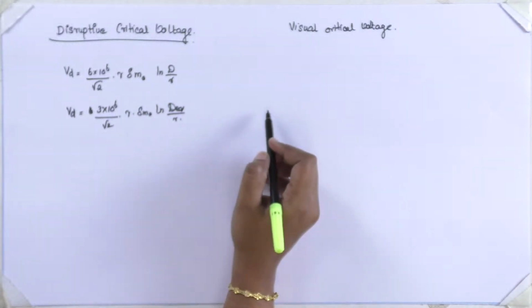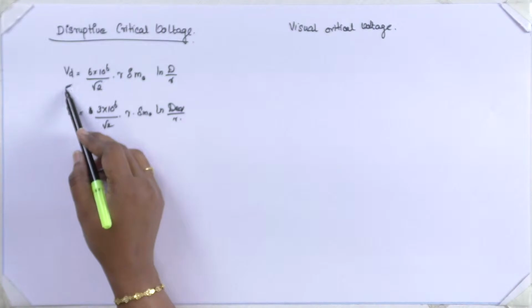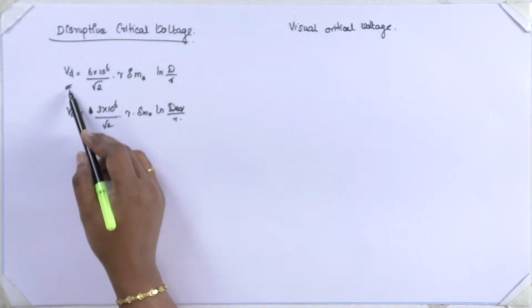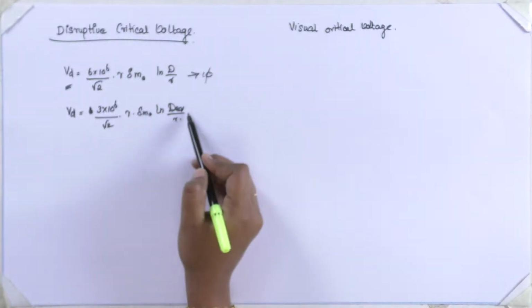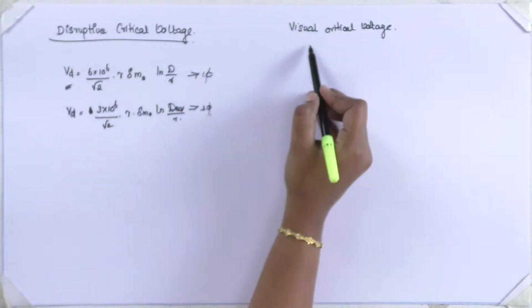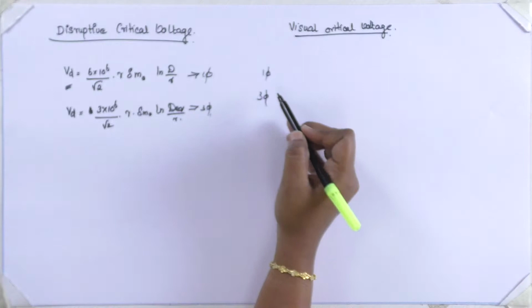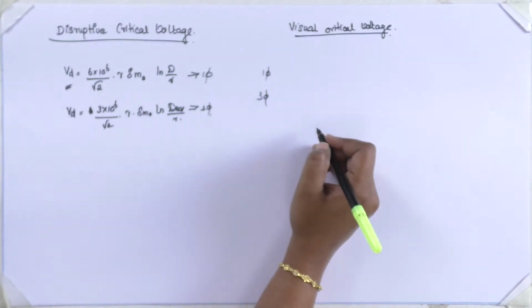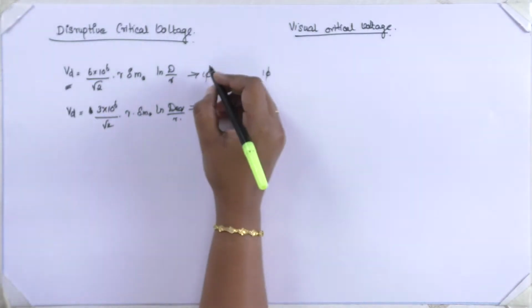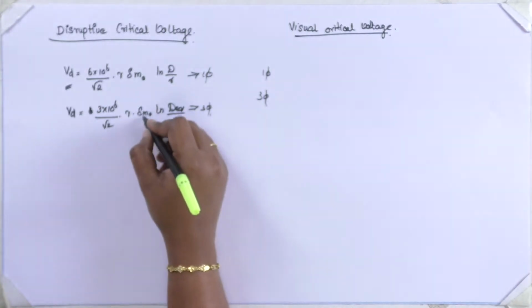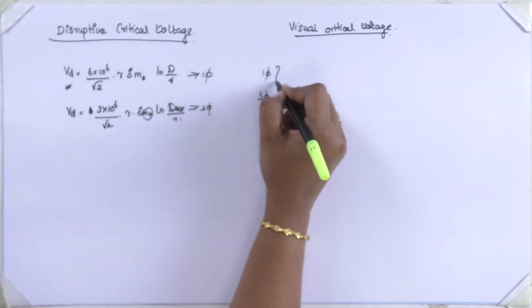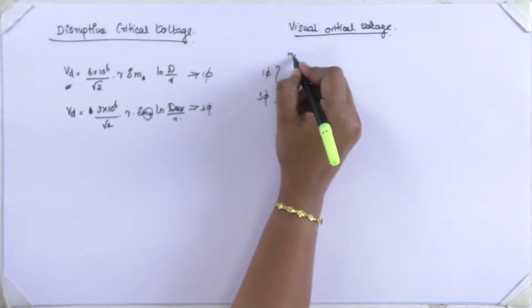In the disruptive critical voltage, the potential difference V at the particular point at which the corona loss acts, this is for the single phase and this is for the three phase. Similarly, for the visual critical voltage, what is the value for the single phase and three phase? We are going to see the formula. The disruptive critical voltage deals with the roughness factor. In the visual critical voltage, it deals with the surface factor m naught.